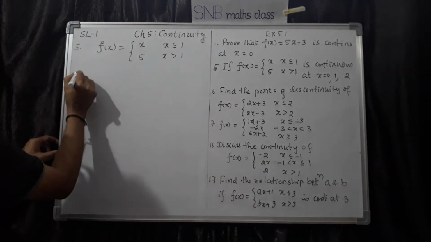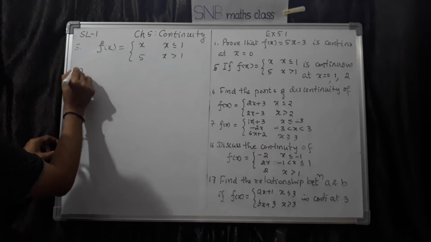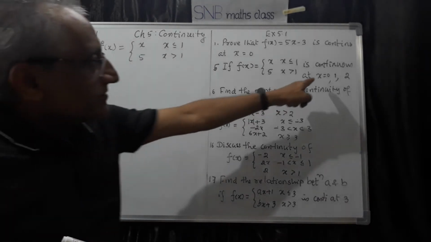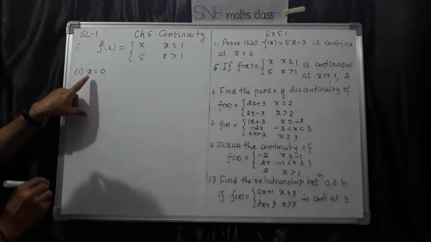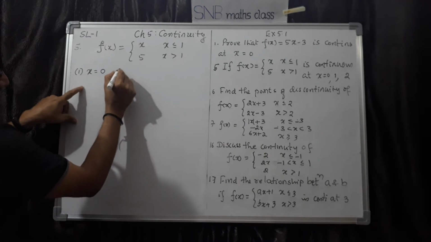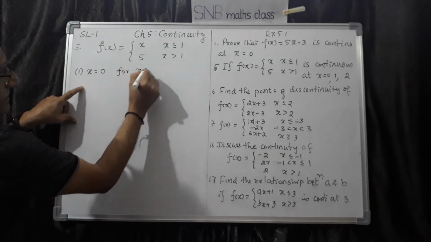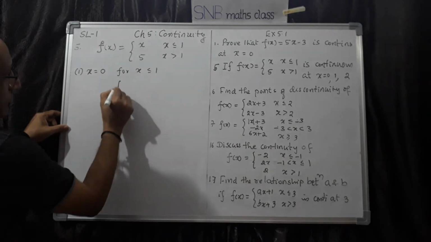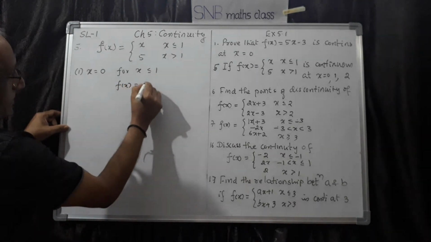So let us take the first case. I have to check x equal to 0. Now x equal to 0 means it is less than 1. For x less than or equal to 1, f of x will be equal to x.